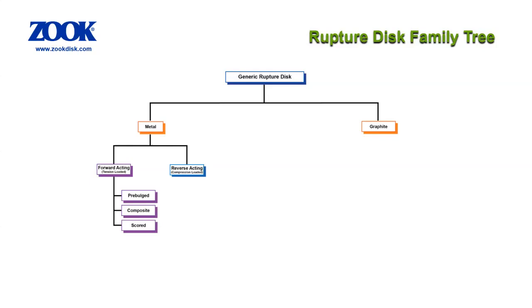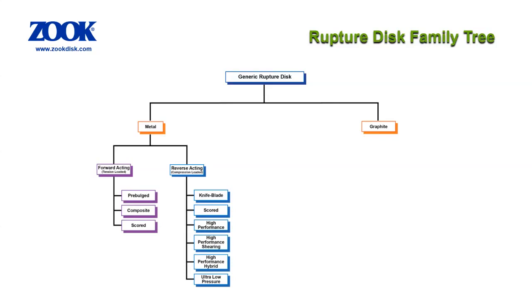Burst is initiated when the disc dome strength is overcome by the system pressure and collapses to open along scores in the foil or by shearing on knife blades. These discs are also known as compression-loaded or reverse buckling.